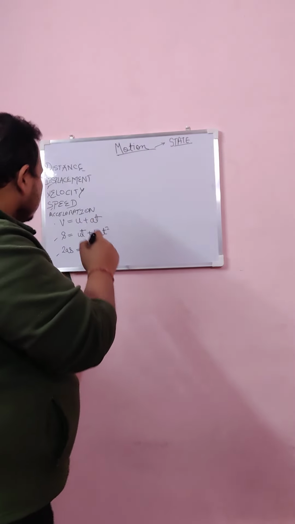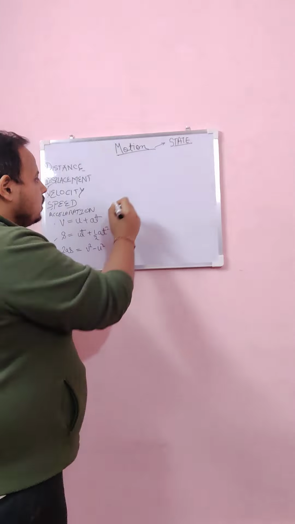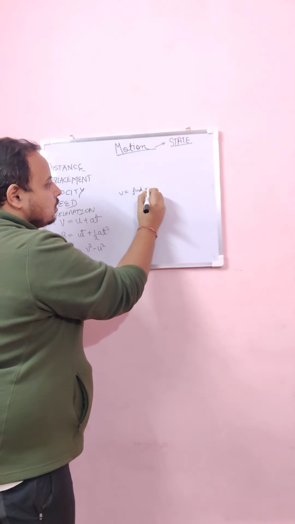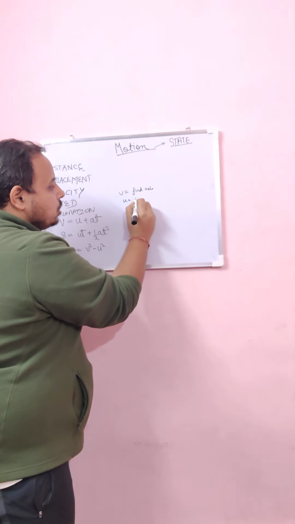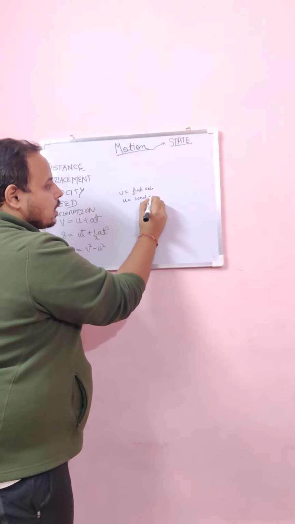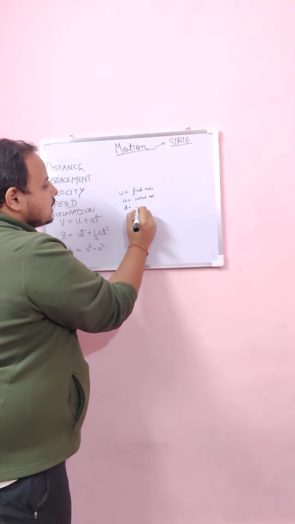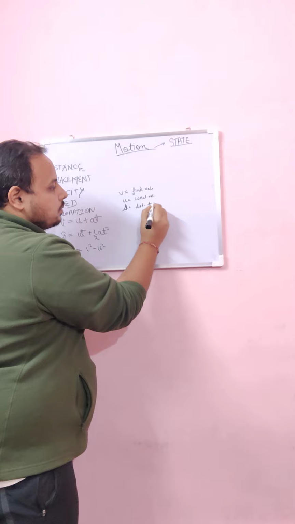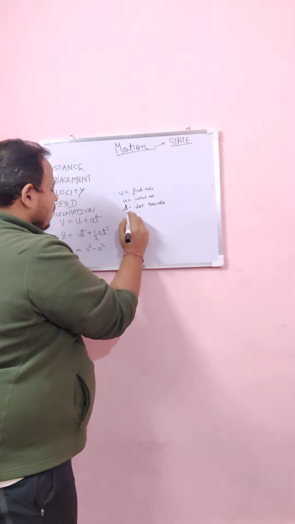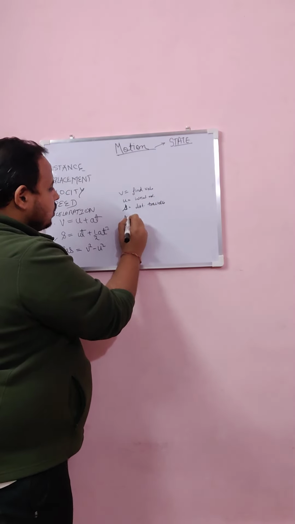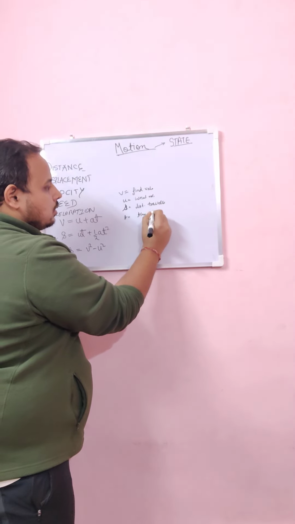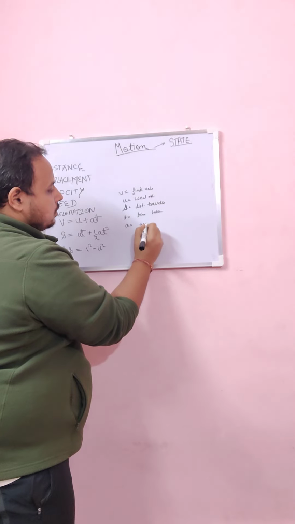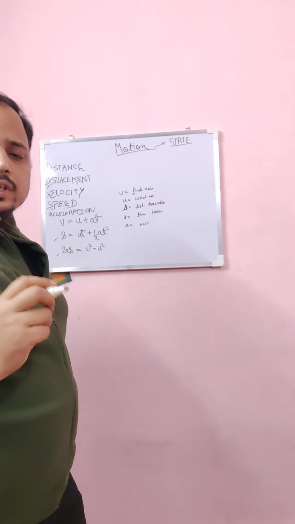So what are these terms v, u, a, t? I will explain this. v is equal to final velocity, u is equal to initial velocity, s is equal to distance traveled, and t is equal to time taken, and a is equal to acceleration. I think I have not explained acceleration.